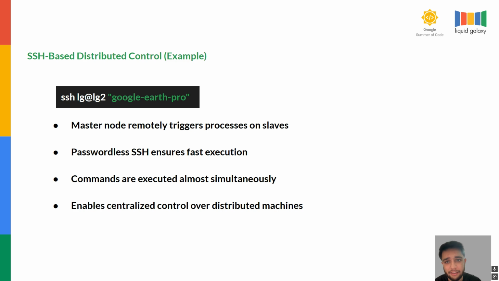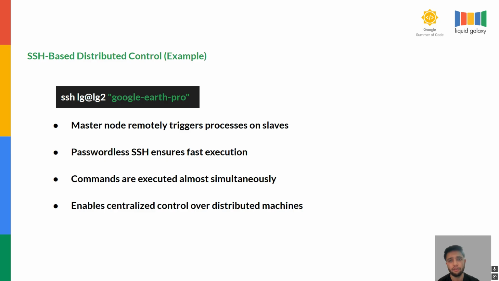Here lg is the username, and lg2 represents one of the slave node machines in the Liquid Galaxy cluster. When this command is executed, the master node logs into the slave machine without manual intervention and directly starts Google Earth Pro on the machine.